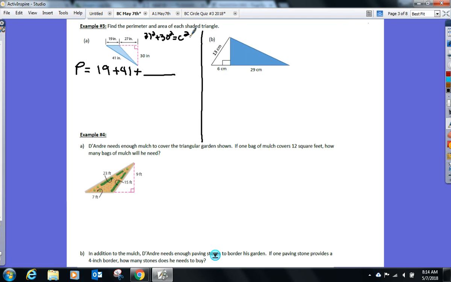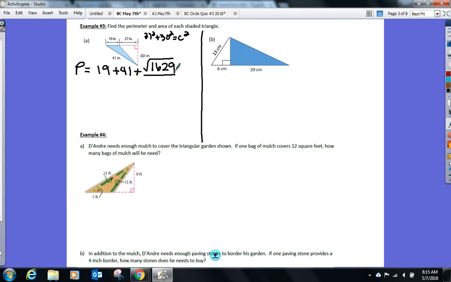Guys, that's not going to come out to be pretty, so just leave it in radical form right now. All right, that's not going to be a perfect square. You're going to take the square root of, hopefully, 1629. Square root of 1629. All good?